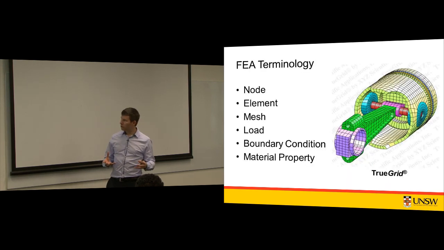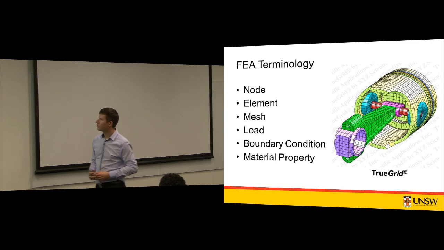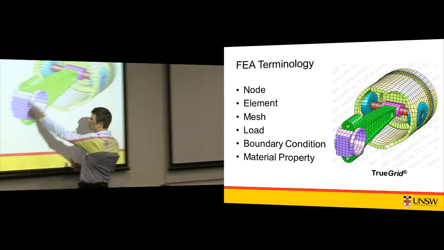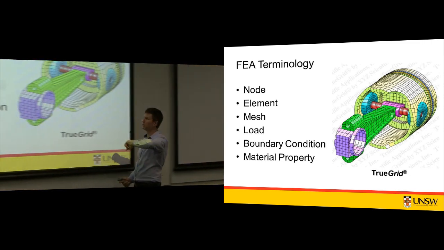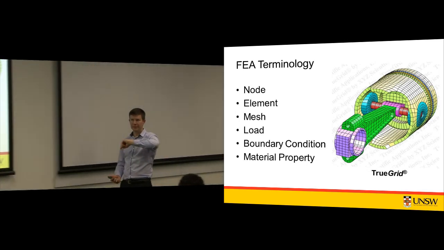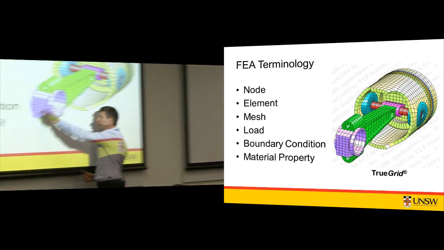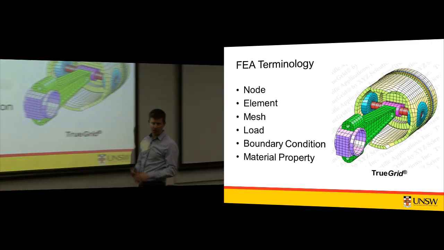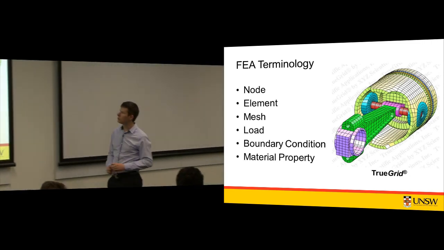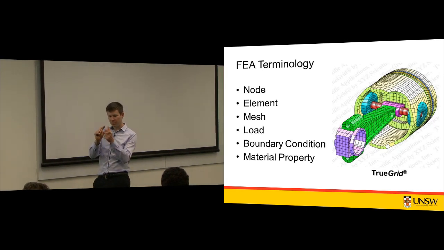Some words that we're using. Okay, so node. Everywhere that two lines come together, we're going to call that a node. You can also have mid-side nodes. So you can have nodes along the side, but let's just keep it nodes at the corners. Right, element is your chunk.